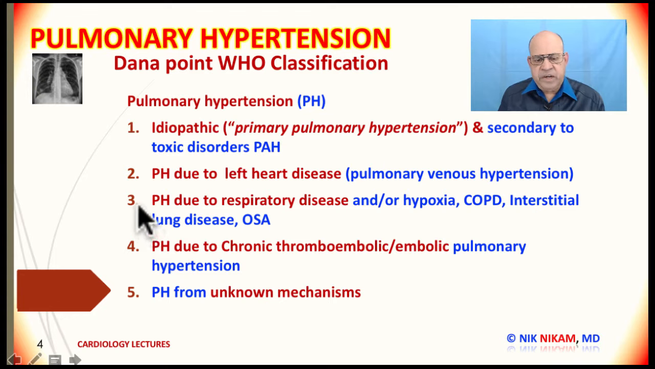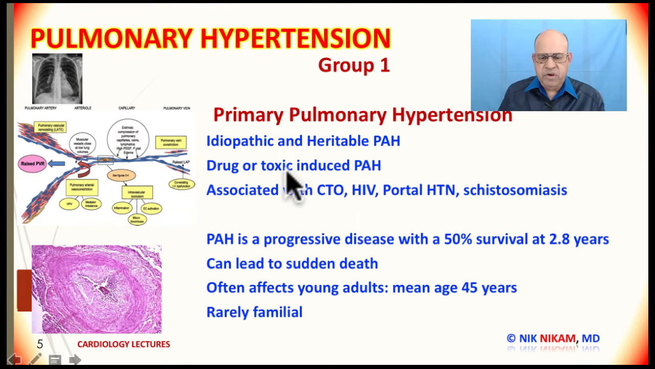The third category includes diseases related to respiratory conditions and/or hypoxia, such as chronic obstructive pulmonary disease, interstitial lung disease, etc. The fourth group is related to chronic thromboembolic pulmonary hypertension, and finally the fifth group is of conditions which are unknown. Now let's look at group 1, which is primary pulmonary hypertension or pulmonary arterial hypertension.